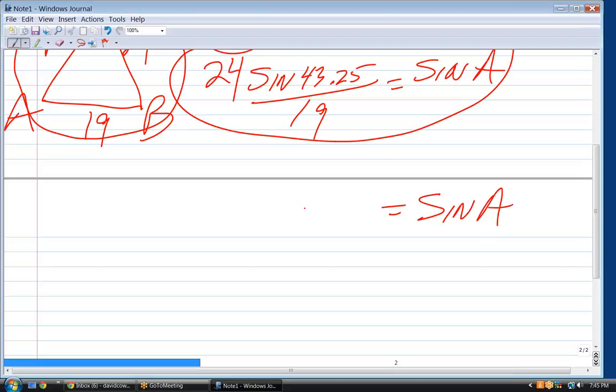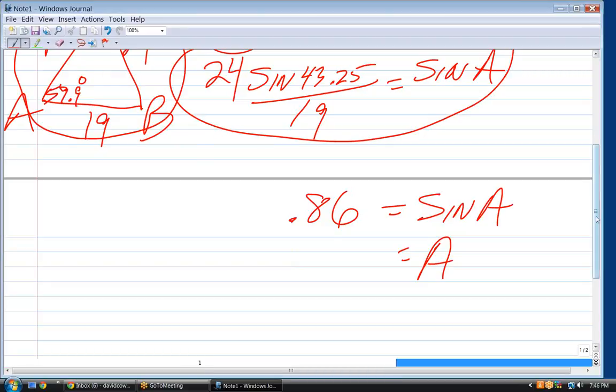That gives us 0.86. Okay, again, we're good because we're less than 1. If this was greater than 1, we'd have problems, although we probably would have already discovered what those problems are by now. But okay, so angle A is what? 59.9.